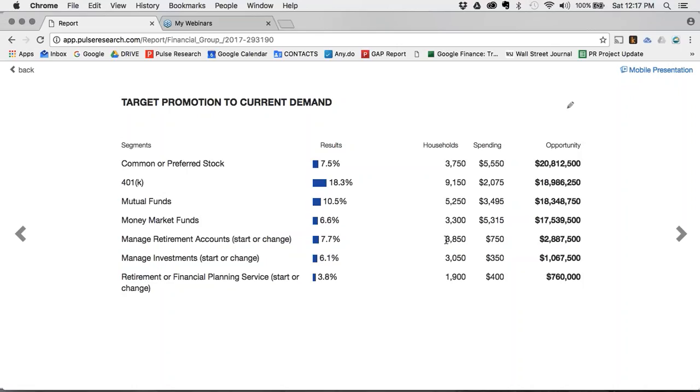How about manage their investments? Start or change somebody to manage over 3,000. How about retirement accounts? Almost 2,000. Challenge them, ask them, where do you think you can get more? And they might say, oh my gosh, I think I can get more retirement management accounts. Okay, now you've got their interest.